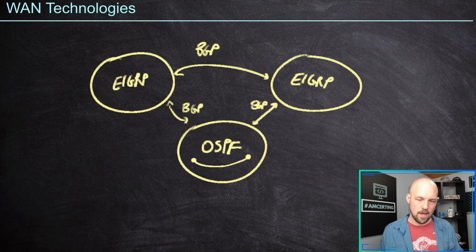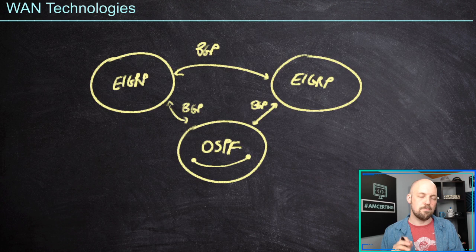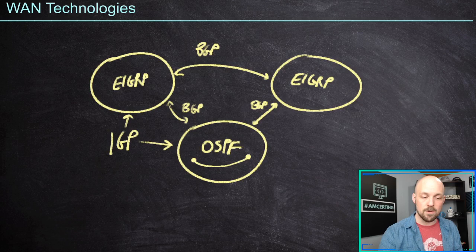But BGP, and one more comment on that. OSPF also wants to know everything about that domain, so it's one of its biggest focuses, EIGRP included, by the way. These are what we call interior gateway protocols, IGP. EIGRP and OSPF are interior gateway protocols. One of their biggest goals is convergence time.